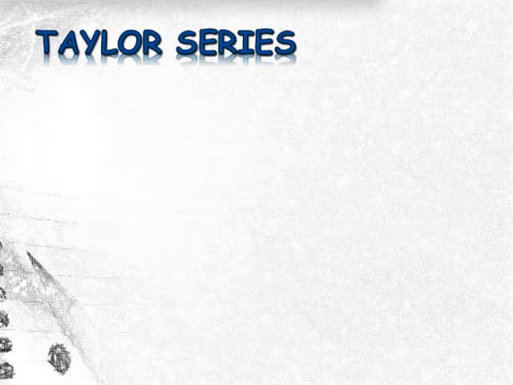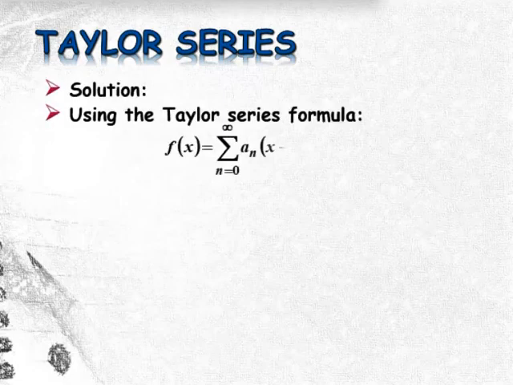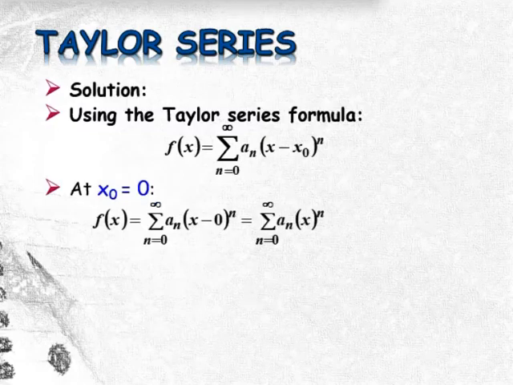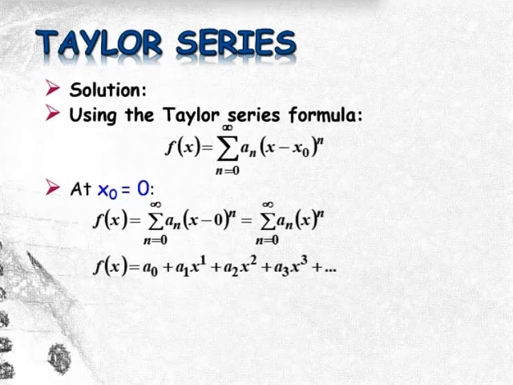After finding the coefficients a sub 0, a sub 1, a sub 2, and so on, we can now write the expression in series form. So at x sub 0 equals 0, f of x is equivalent to the summation of a sub n times x minus 0 raised to n from n equals 0 to infinity, or simply the summation of a sub n times x to the n from n equals 0 to infinity. In addition form, we will have a sub 0 plus a sub 1 x plus a sub 2 x squared plus a sub 3 x cubed.